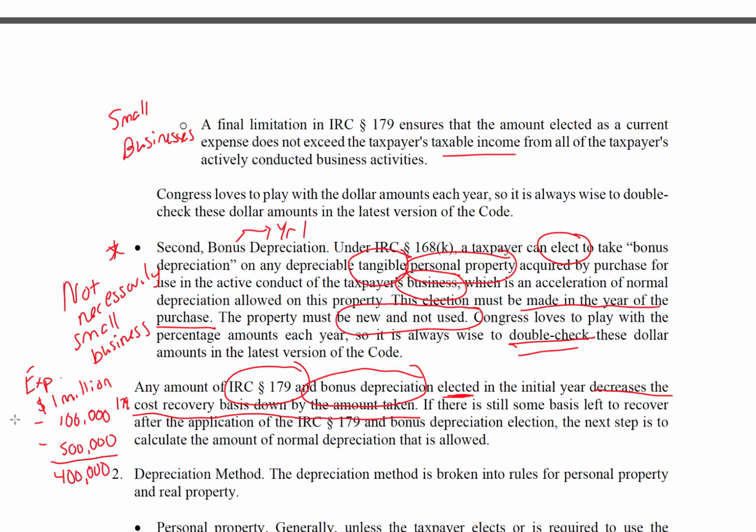So we went through number 1, 179. We went through number 2, bonus depreciation, that's 168K. You don't need to know, well, you might need to know, depending on your course or whatnot, you might need to know 168K.